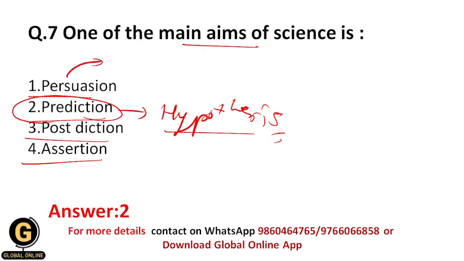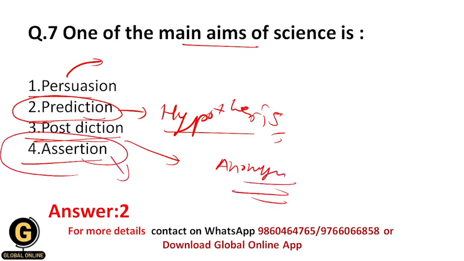What is persuasion? Persuasion is like convincing persons. Post-prediction means facts that have already occurred, and we are giving our statements about the facts that have already occurred. So basically post-prediction is the opposite term of prediction. Assertion is a definitive or strong statement about the facts. Okay, assertion. We all know about this, right?